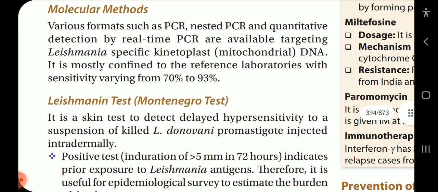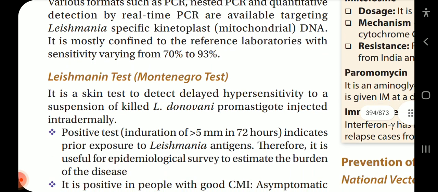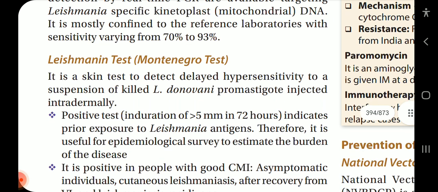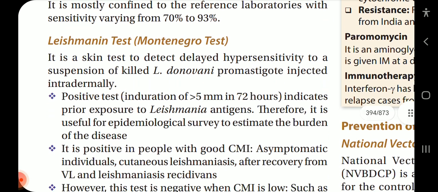Molecular methods. Various formats such as PCR, nested PCR, and quantitative detection by real-time PCR are available, targeting Leishmania-specific kinetoplast mitochondrial DNA. It is mostly confined to reference laboratories, with sensitivity varying from 70 to 93%.